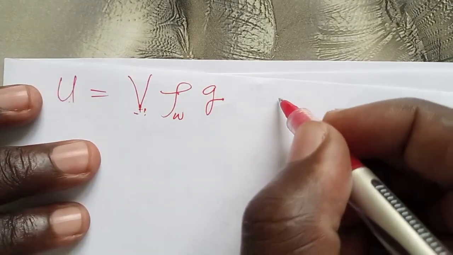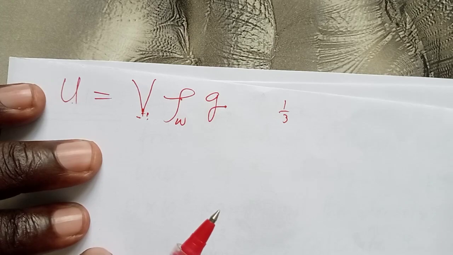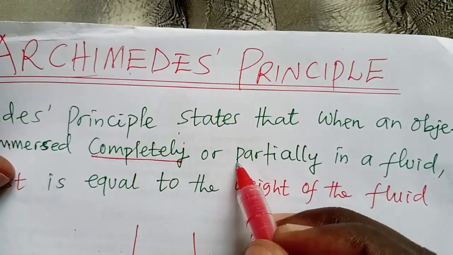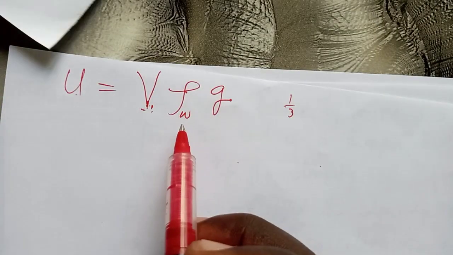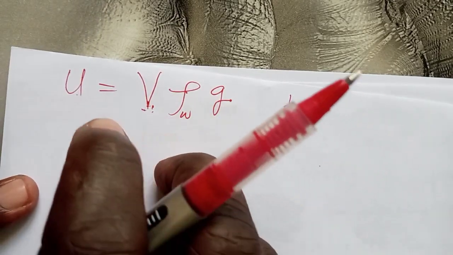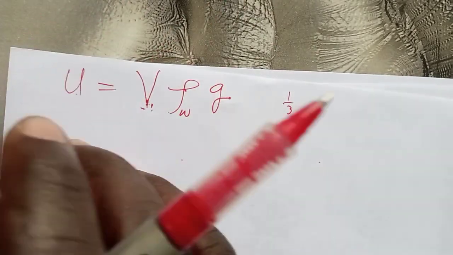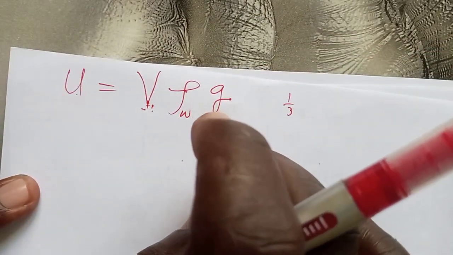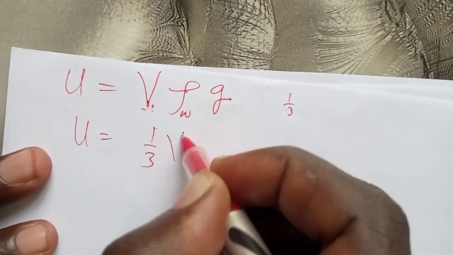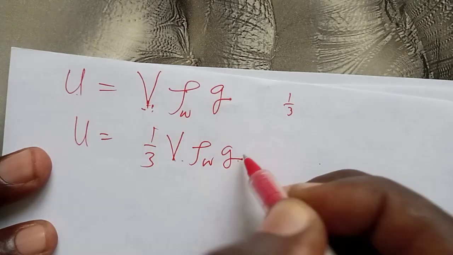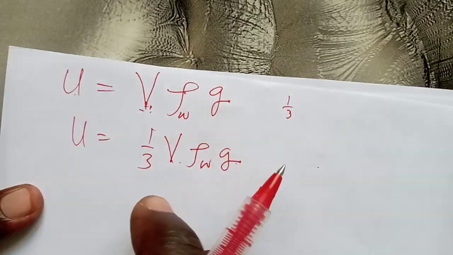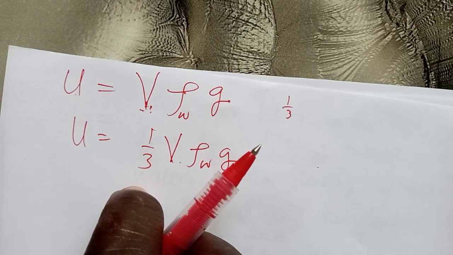Now, let's say only one third of it is immersed, because according to Archimedes' principle, look at these two words: you have completely, you also have partially. You use this formula when it is completely immersed. But if it is not completely immersed, maybe only a portion of it, let's say you are told that only one third of the object is immersed, then the formula becomes U is equal to one third V rho g. If they say two thirds, then you put two thirds here, depending on what the question says.